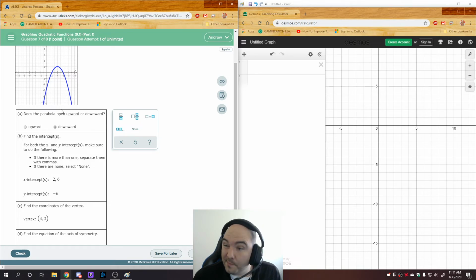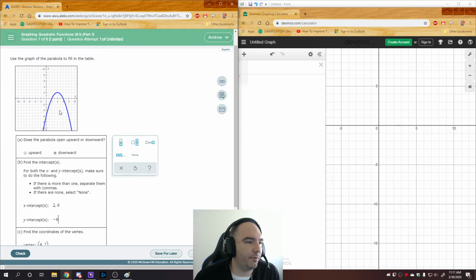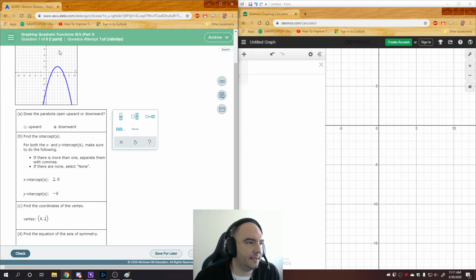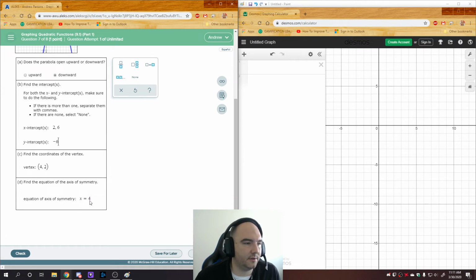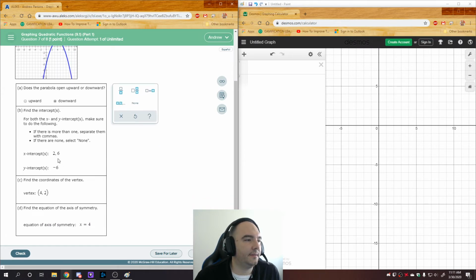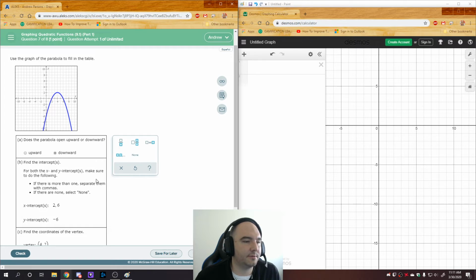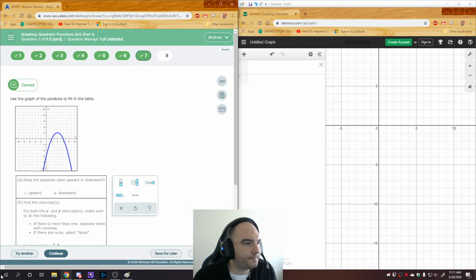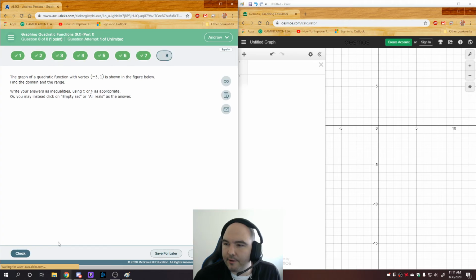Please, there's a lot of words, definitions, and stuff going on here. Don't get them confused, okay? Vertex is that turning point. Axis of symmetry is an imaginary line that cuts this in half. That goes through the x value of the vertex, so those should be related. The x-intercepts cross the x-axis, and the y-intercepts cross the y-axis. Done deal.